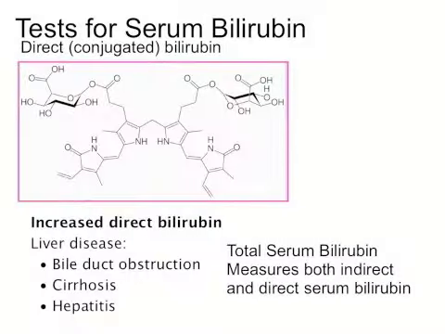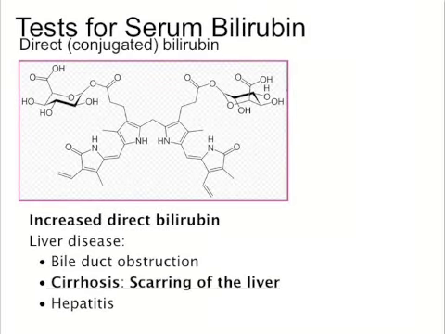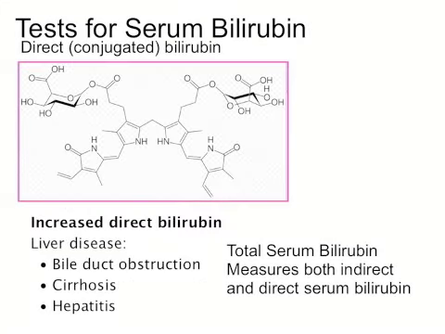On the other hand, a test for serum bilirubin that detects conjugated bilirubin looks at bilirubin that has been processed by the liver. When this builds up, that means that there is a problem with the liver itself. And this happens when the liver cannot dispose of this normally through the bile because of bile duct obstruction, because of cirrhosis of the liver, or because of hepatitis, which is an infection of the liver.